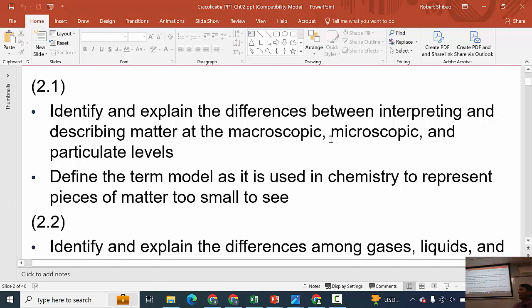So visually, we can see things that are at the macroscopic level. When we describe things at the macroscopic level, we can actually see it. Although we can see that this room is full of air, otherwise we wouldn't be able to breathe. So in that sense, we see it.